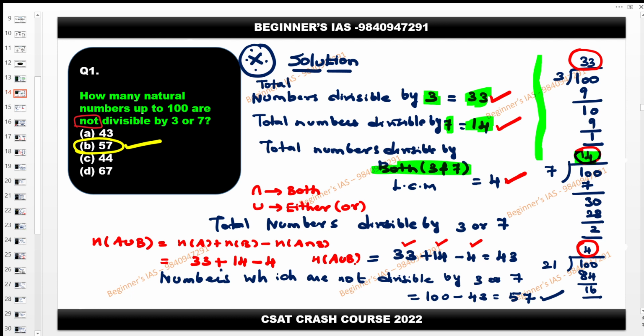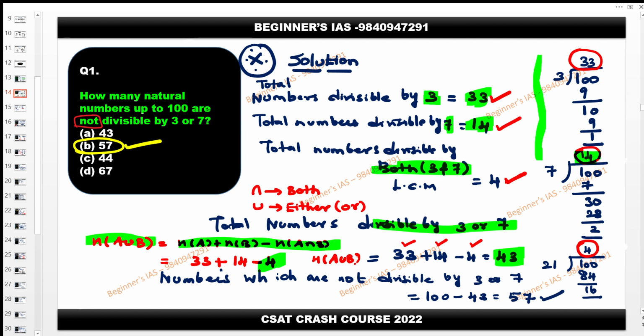First of all, let us find the total numbers which are divisible by 3 or 7. So n of A union B is equal to n of A plus n of B minus n of A intersection B. You know this from probability. If the question, listen, this option 43 is also there. n of A is 33, n of B is 14, n of A intersection B is 4. If you subtract, you get 43.